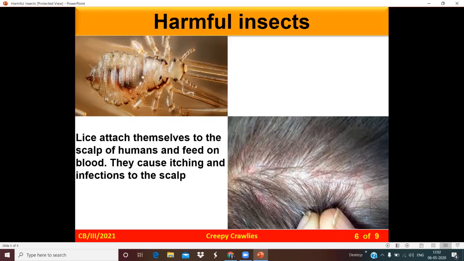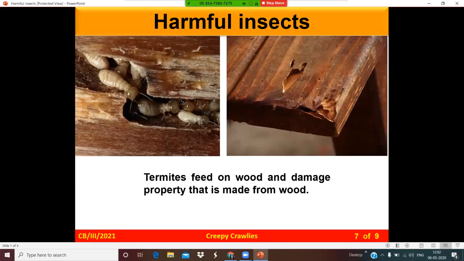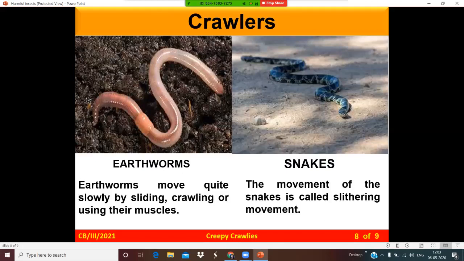Now again, harmful insects. Now, if you don't wash your hair properly, you will have lice, right? So lice attach themselves to the scalp of humans and feed on the blood. They cause itching and infection to the scalp. These are some of the, yes. Now again, termites. See, I told you termites are very important also, but they are very dangerous also. They damage our furniture made from the wood.